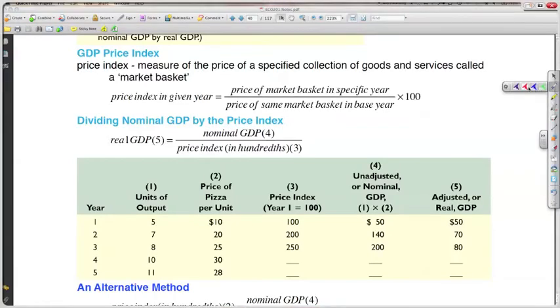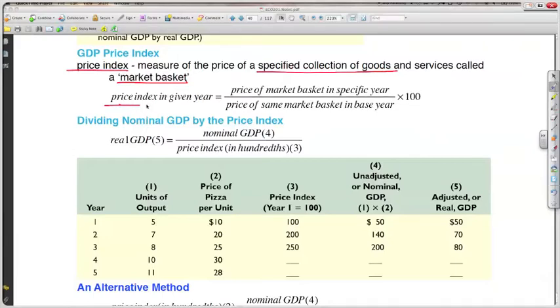So first we have to find this price index. This price index is when we measure the price of a specified collection of goods that we're just going to call this market basket. So think of it as you're going out to have lunch in the park, right? You have a little picnic basket with you. Well, in this picnic basket, we have these specific goods. And within that basket, those goods are what we're going to use as a measurement to create this price index.